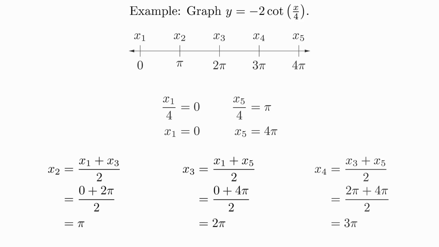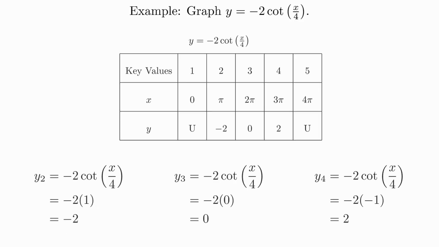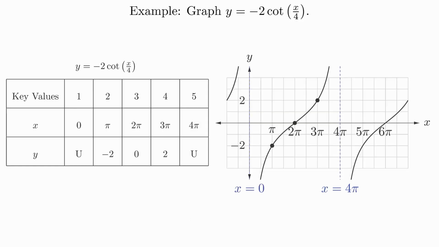We break this into subintervals and get that the key values will have x-coordinates 0, pi, 2 pi, 3 pi, and 4 pi. We can then calculate the y-coordinates by substituting for the trigonometric function. And then we can put these pieces together to get the graph. As you can see from this video and the previous one, the technique of graphing using key values extends beyond just the sine and cosine functions.